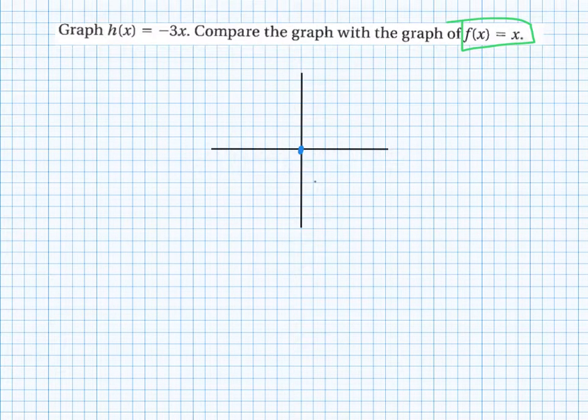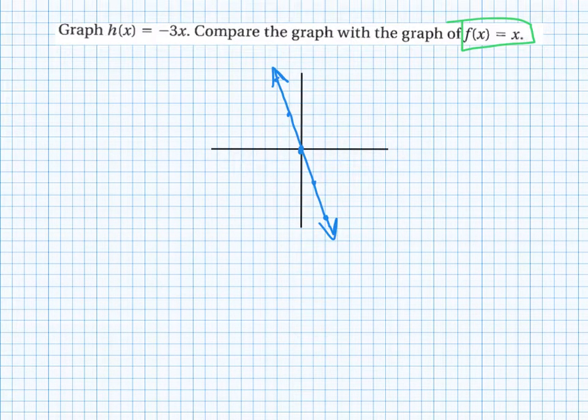So we can go down 3 and to the right 1, down 3 and to the right 1, and we can also go in reverse, up and to the left, up and to the left. And we see our points now, which are in a nice, perfect, straight line. And hey, look at that. It's the best line I've drawn all day.